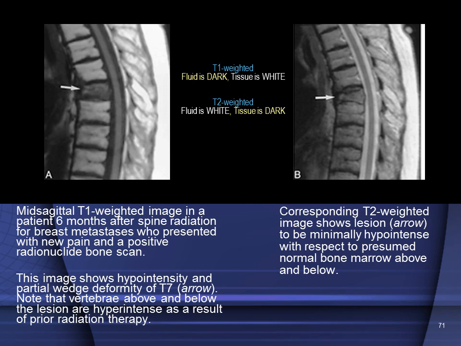The arrow indicates the focus of a new lesion or new metastases, and of course in the T1 weighted image, fluid is dark and tissue is bright. In the T2 weighted image, fluid is bright and tissue is dark to intermediate gray.